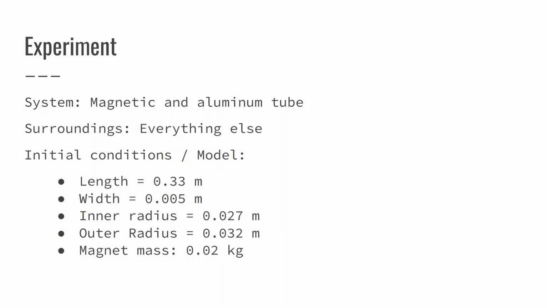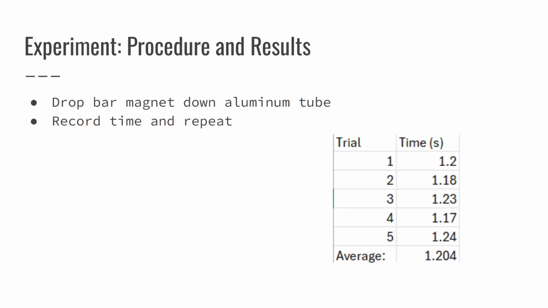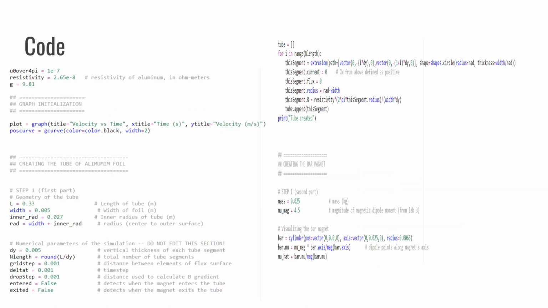So the system was the magnetic bar and then the aluminum tube. The surroundings were everything else in the room, and then the initial conditions are shown here, which are just the dimensions of the aluminum tube. And basically, the setup was just dropping the magnet through the tube and timing how long it took. So as we can see here, we would drop the magnet down the aluminum tube, record the time, and then repeat for 5 trials. You can see here that the average time of these 5 trials was about 1.2 seconds.